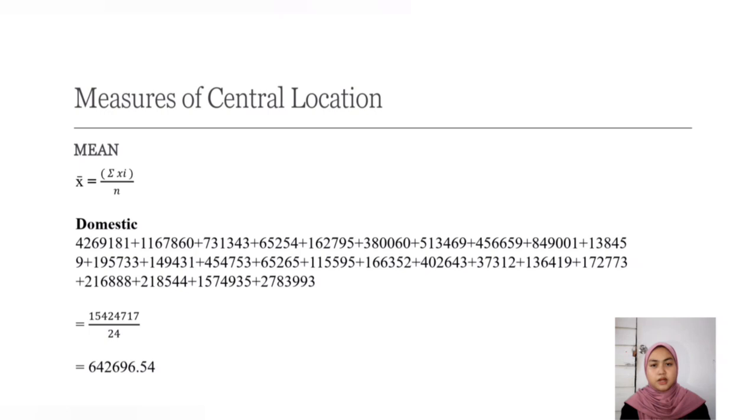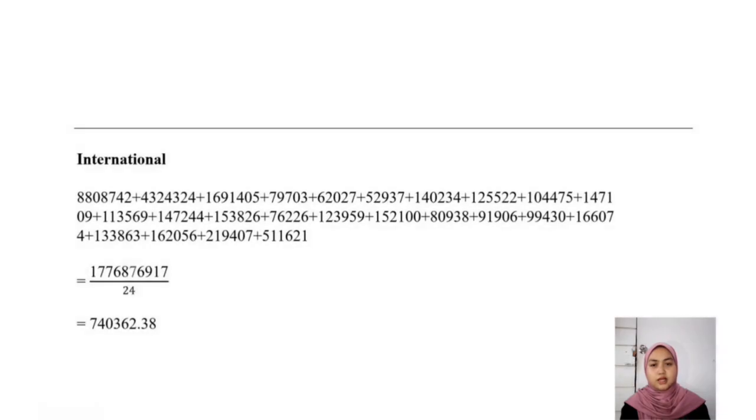For domestic airline, the mean is 642,696.54, while the mean for international airline is 740,362.38. Therefore, the mean for international airline is higher than domestic airline.